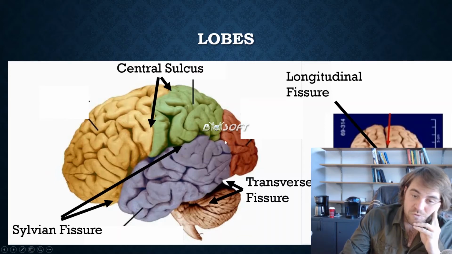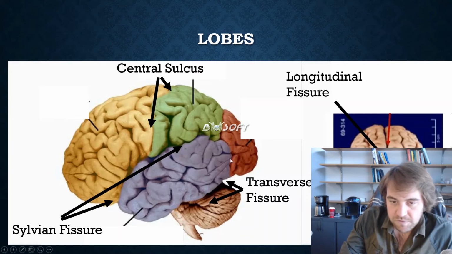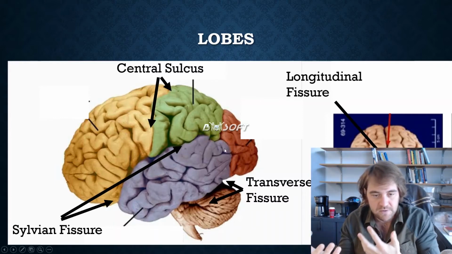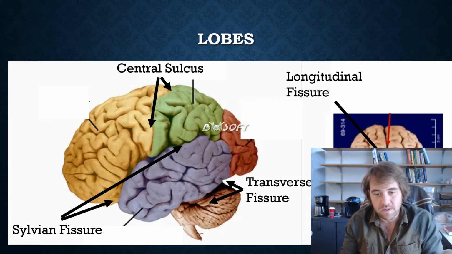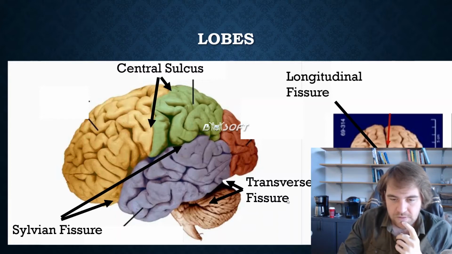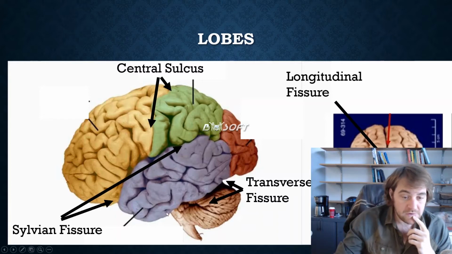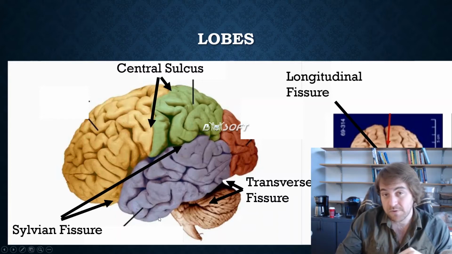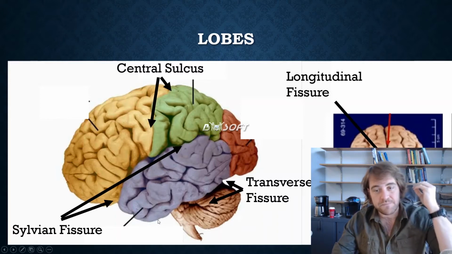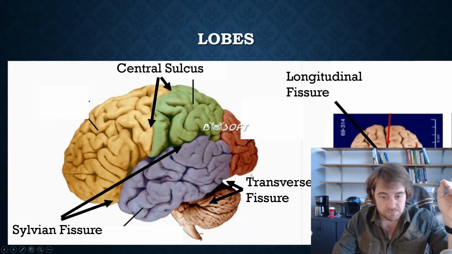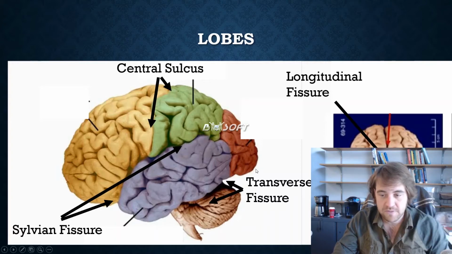So this would not be Sylvian fissure right here between the temporal lobe and the occipital lobe. In fact, the division between temporal and occipital isn't as well defined as between a lot of other lobes. You have the transverse fissure here as well, which is really just the bottom of the brain. It separates the cerebellum from the cerebrum, right? So here's the cerebellum, here's the cerebrum, and the transverse fissure separates the two.